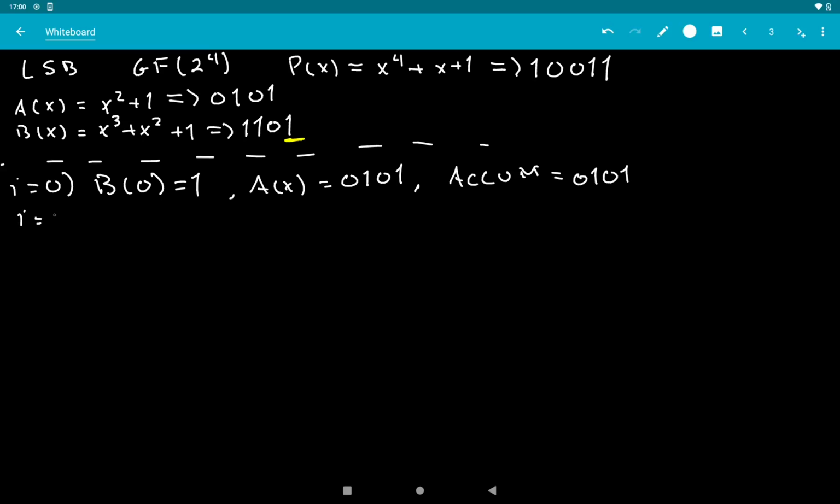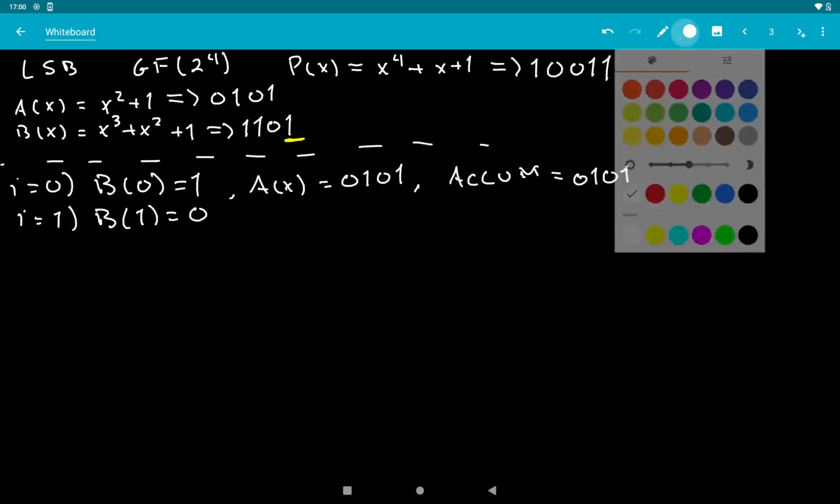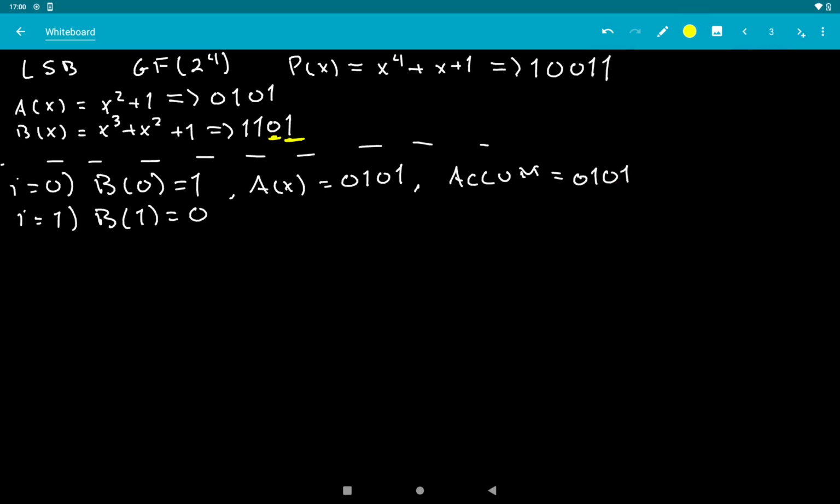I equals 1, and we evaluate b of 1 equals 0. And here's where the trick comes in. This is what a lot of people seem to get caught up on: we're not just taking a of x again, we're taking a left shift of a of x. So our new a of x, shifted left 1, is 1, 0, 1, 0.